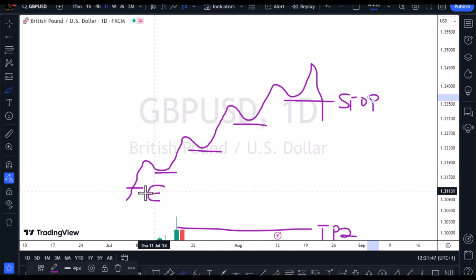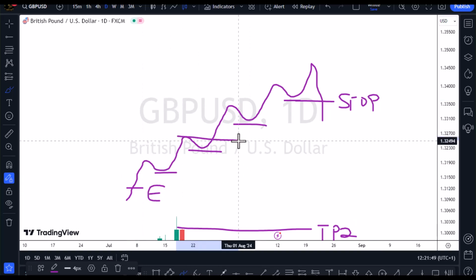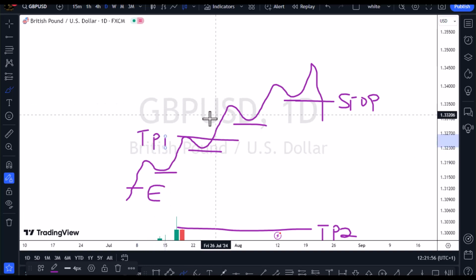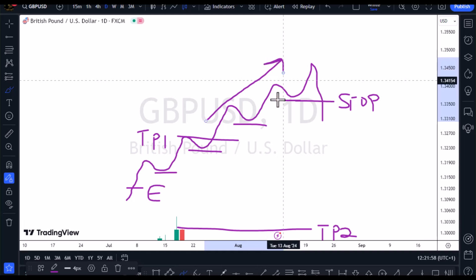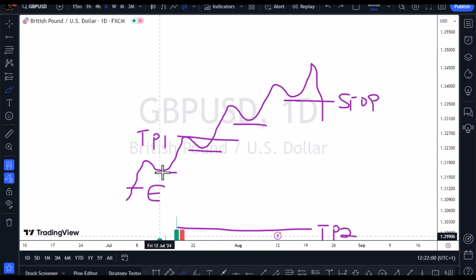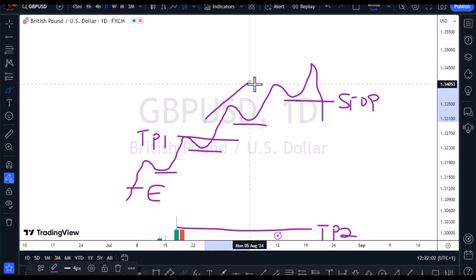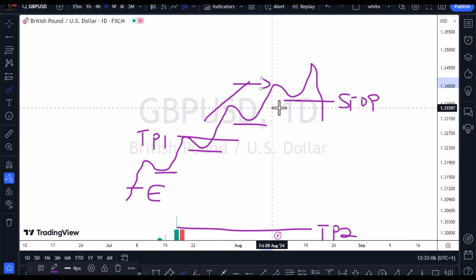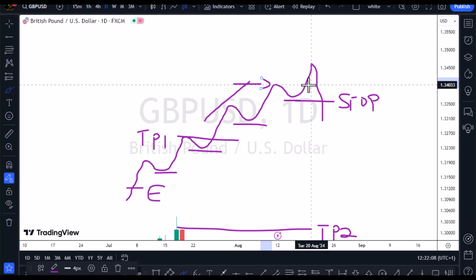So instead of you making an entry right here and getting out at this level as your TP, you end up missing a lot of opportunity up to this level right here. So a trailing stop can help you take advantage of these moves. That is why I most of the time use a trailing stop to ride the trend. And most of the time the market hits my trailing stop and not my TP or my stop loss.